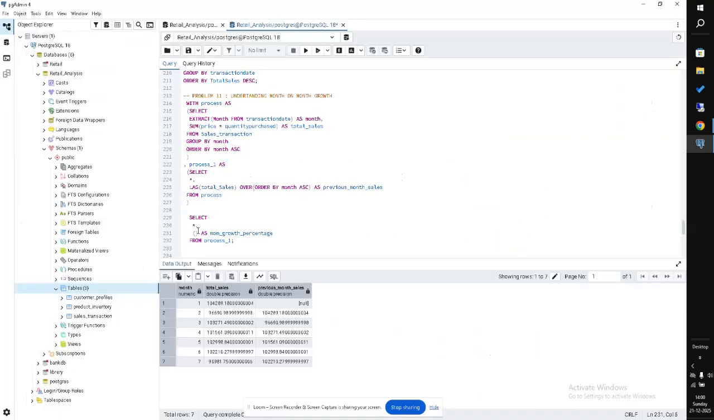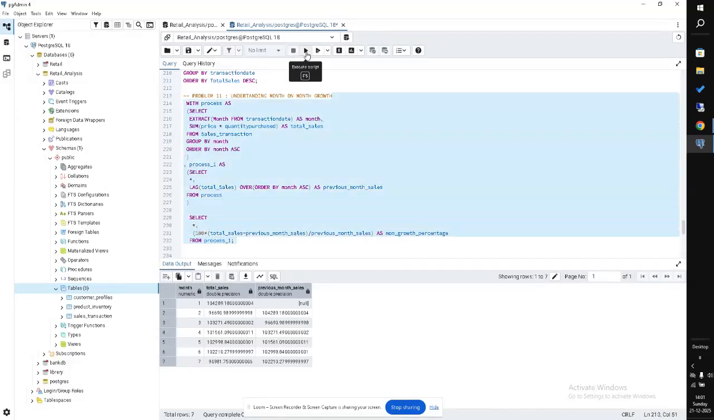So total sales minus previous month sales, divided by previous month sales, into 100. Nice. Fine.